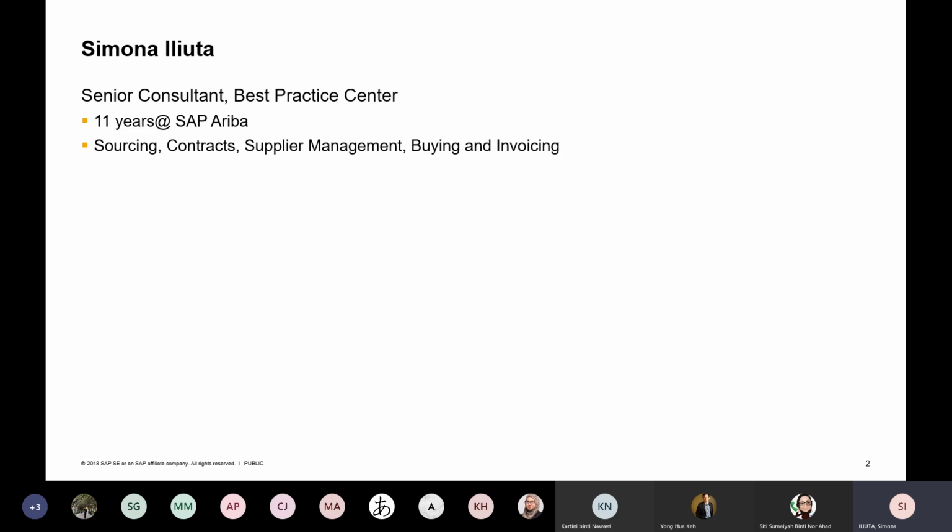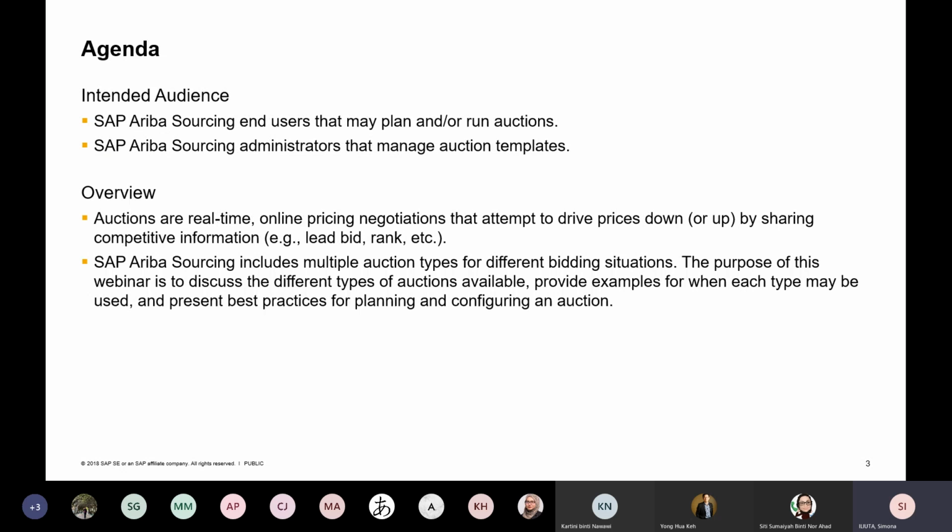I have full suite knowledge, and today I am here to share with you my experience and the best practices in terms of the creation and the running of auctions in SAP Ariba Strategic Sourcing. I'm hoping that by the end of this session, you guys, be it end users, so buyers who want to plan or run auctions, as well as administrators who manage the auction templates, are going to be able to understand what exactly an auction is.